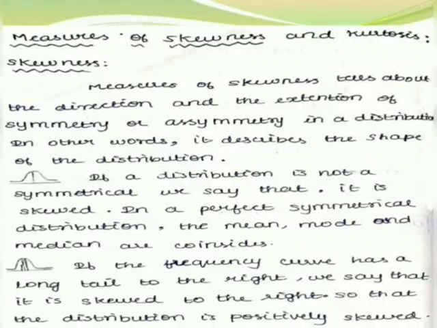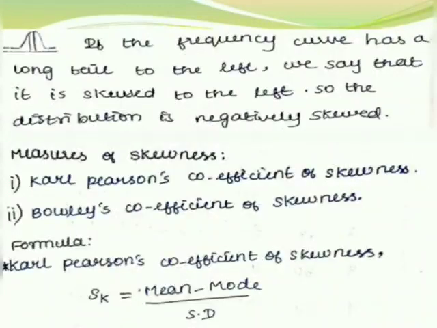In the second shape, it is having a long tail on the right side. If the frequency curve has a long tail to the right, we say that it is skewed to the right. Right is a positive direction, so we say that the distribution is positively skewed. Similarly, for the left side tail, it is negatively skewed. Our next shape is, if the frequency curve has a long tail to the left, we say that it is skewed to the left, so the distribution is negatively skewed.